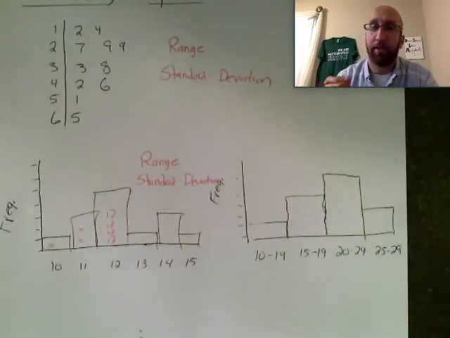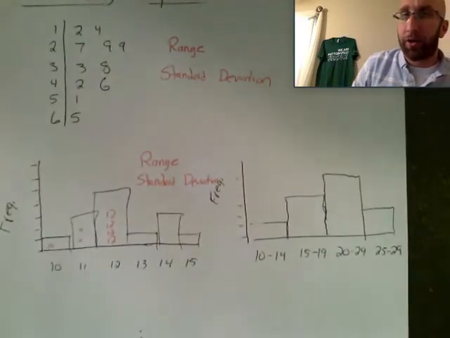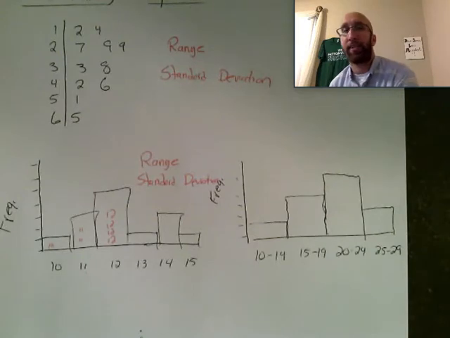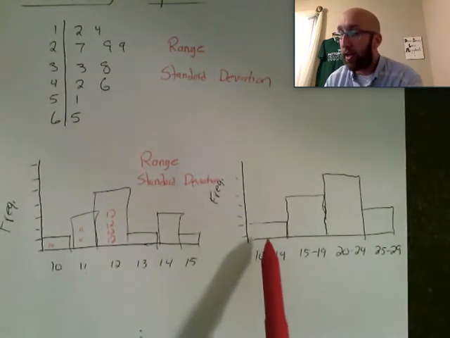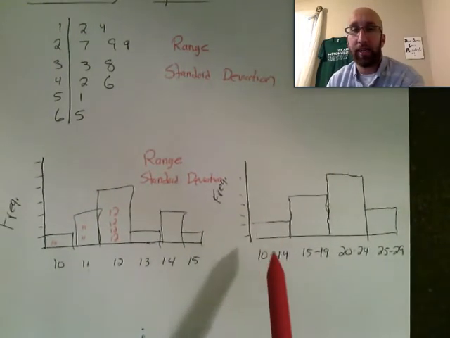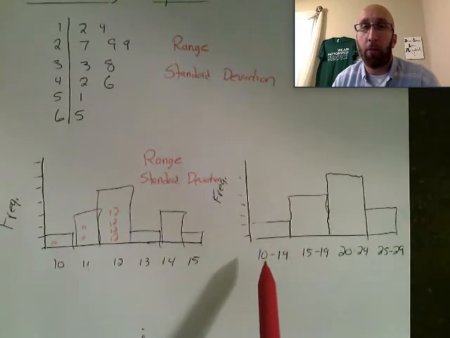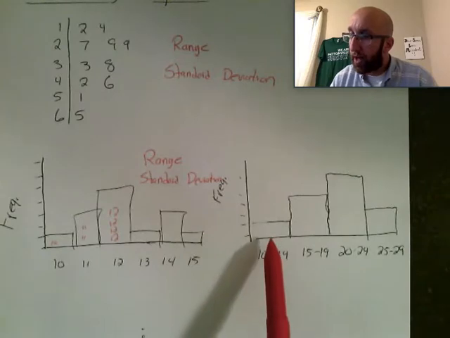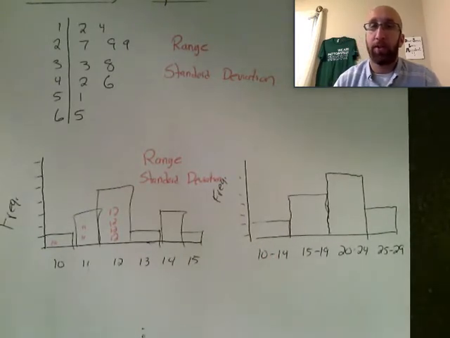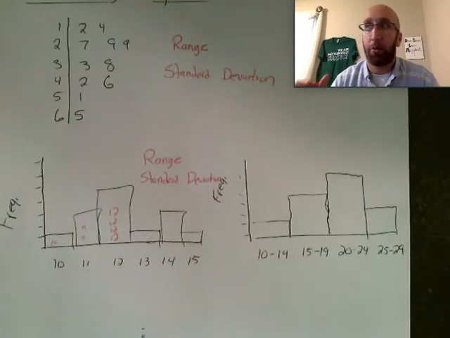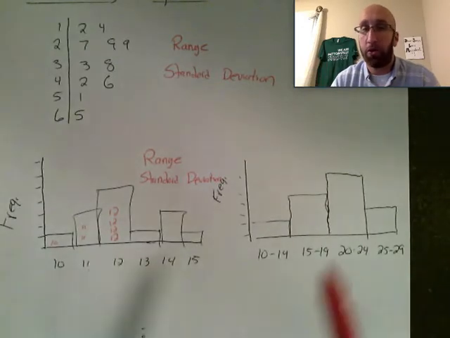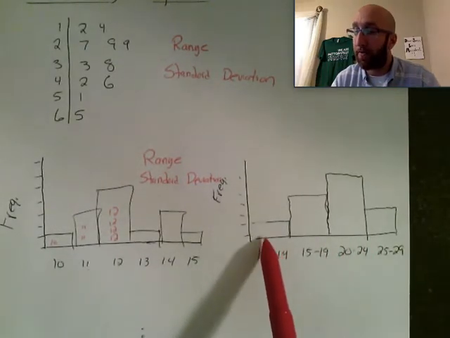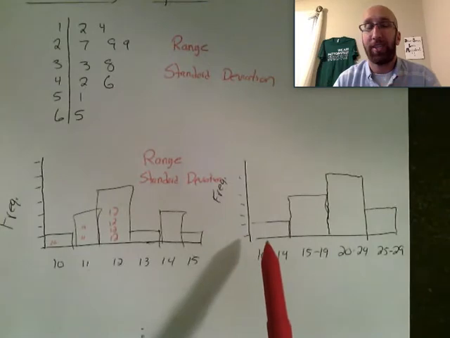The other type of histogram I want to talk about is when our classes are not size 1. What I mean is this piece of the histogram here represents all data points from 10 to 14. So in here, I don't know if these data points are 10s, 11s, 12s, 13s, or 14s. I don't know which one they are. So it's hard for me to identify single data values.